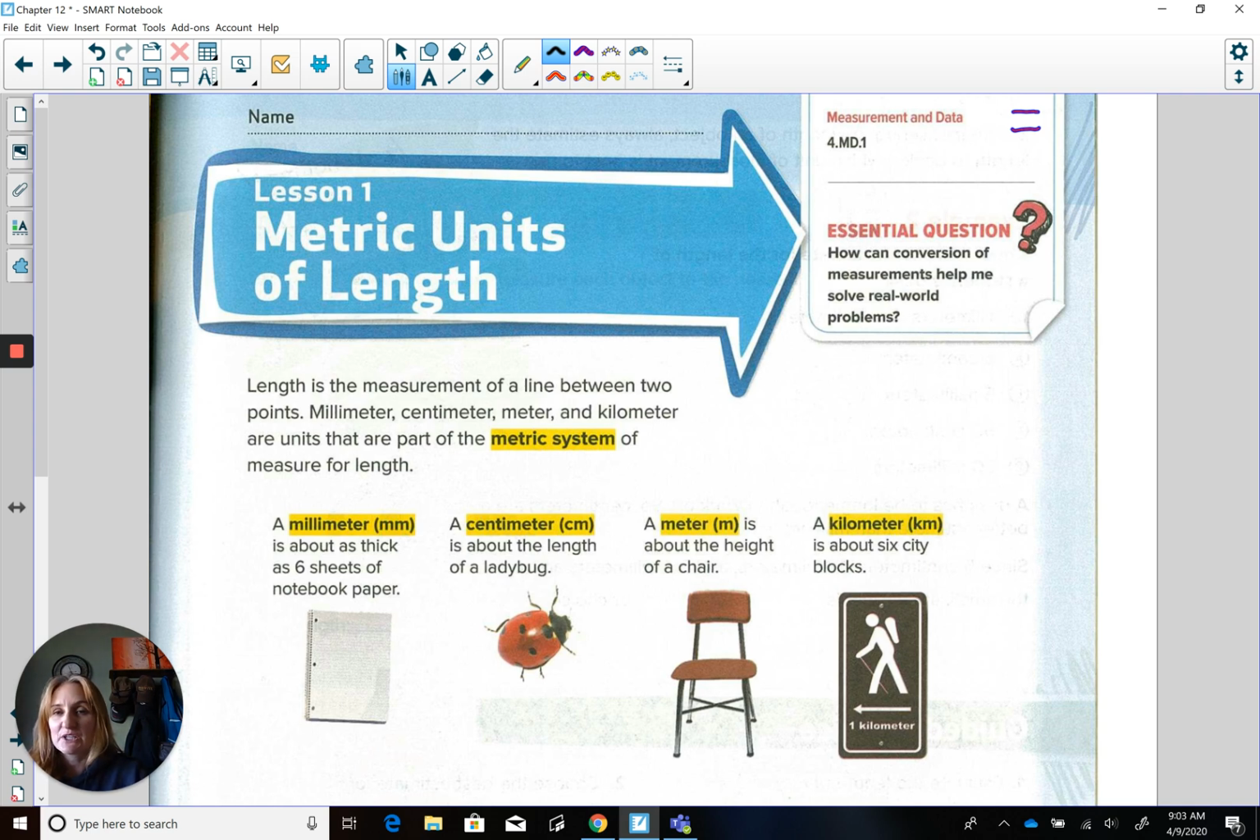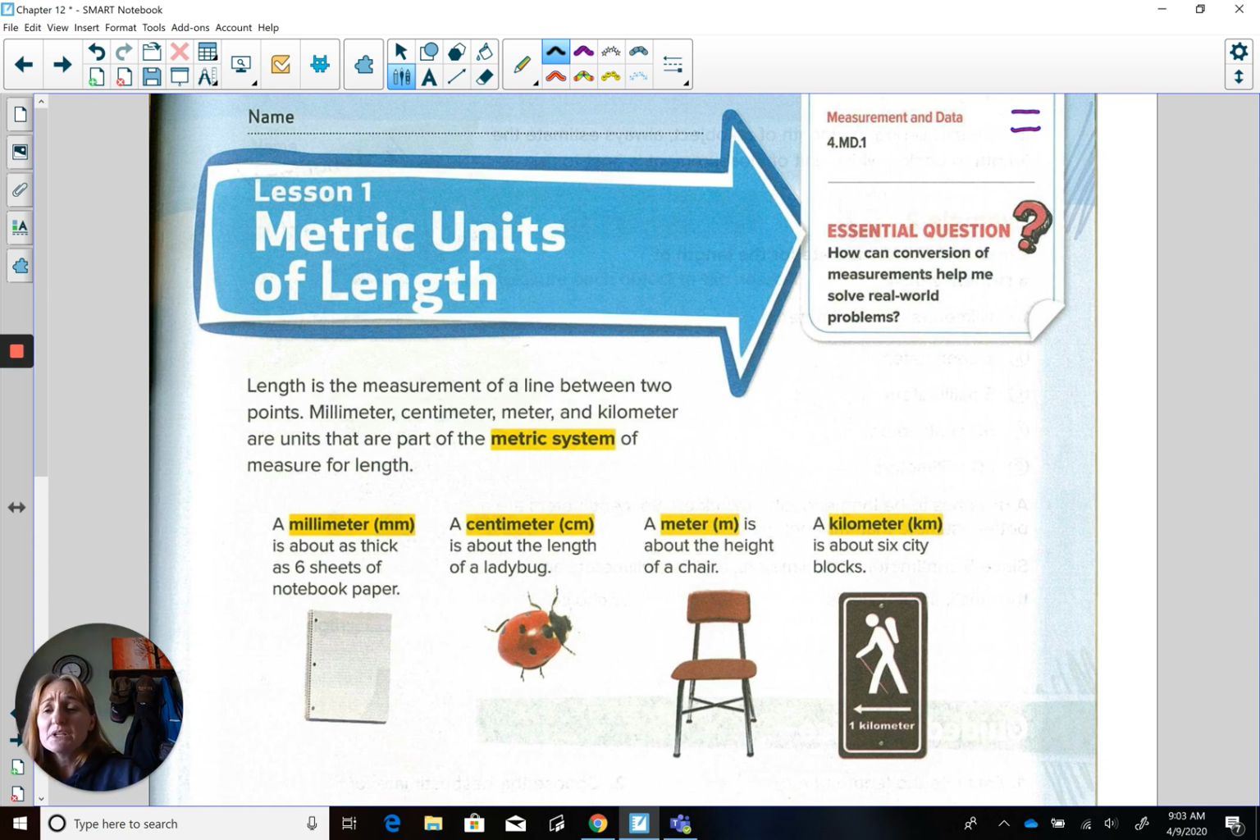So today we're going to look at metric units of length, and below the arrow it reads, length is a measurement along a line between 2 points. So when you're trying to measure something, it's the length from one spot to the next. Millimeter, centimeter, meter, and kilometer are units that are part of the metric system of measure for length. And then they give us some nice pictures to help us picture each one.